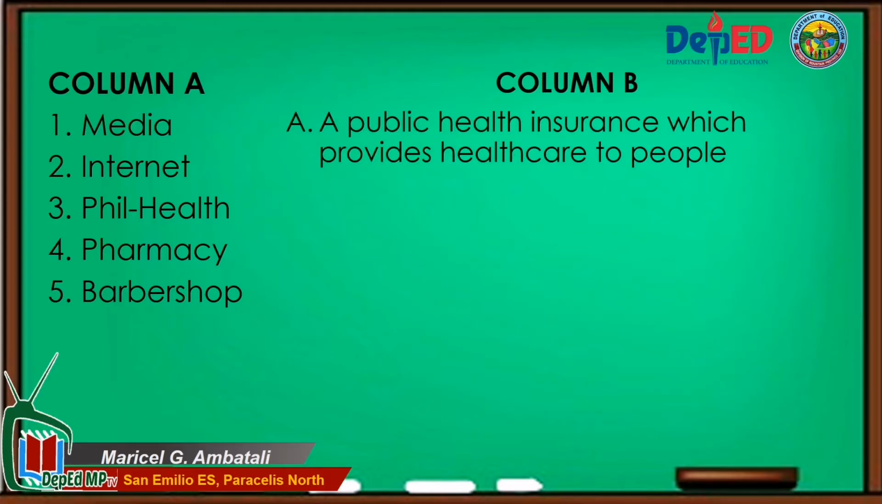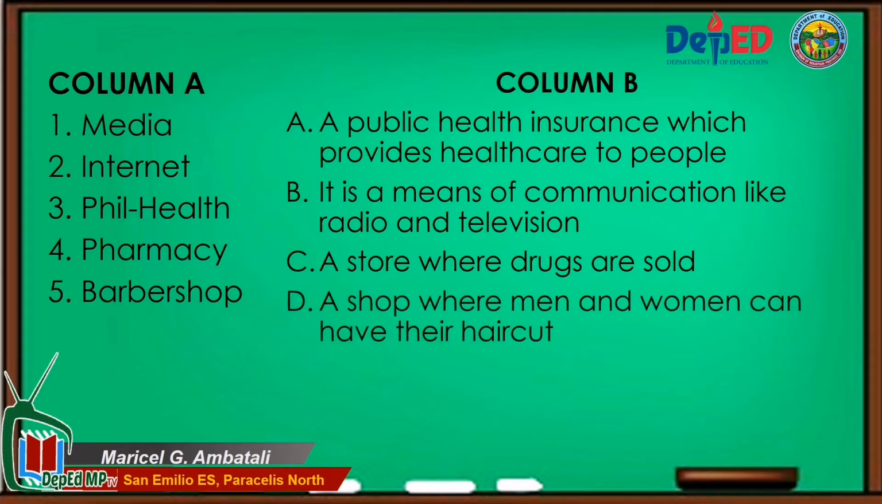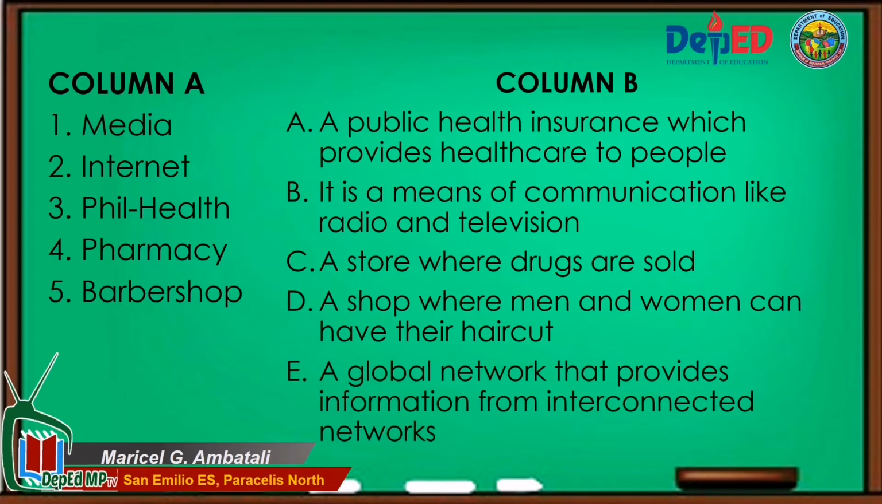Now, here are the choices in column B. Letter A, a public health insurance which provides health care to people. Letter B, it is a means of communication like radio and television. Letter C, a store where drugs are sold. Letter D, a shop where men and women can have their hair cut. Letter E, a global network that provides information from interconnected networks.